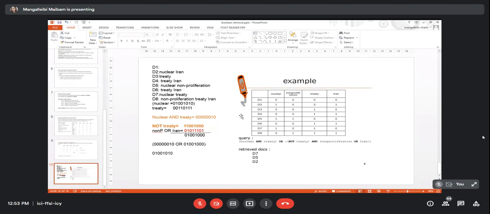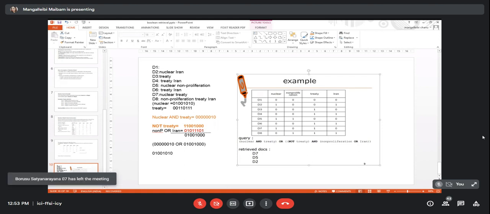So the query is given down here: nuclear and treaty, or not treaty and non-proliferation, or Iran. So OR means what? In OR operation, how will you return the result? If either one of them is true, it will return 1. 0 and 1, it will return 1. 1 and 0, it will return 1. And 1 and 1 also, it will return 1, except for 0 and 0. 0 and 0, it will return 0.